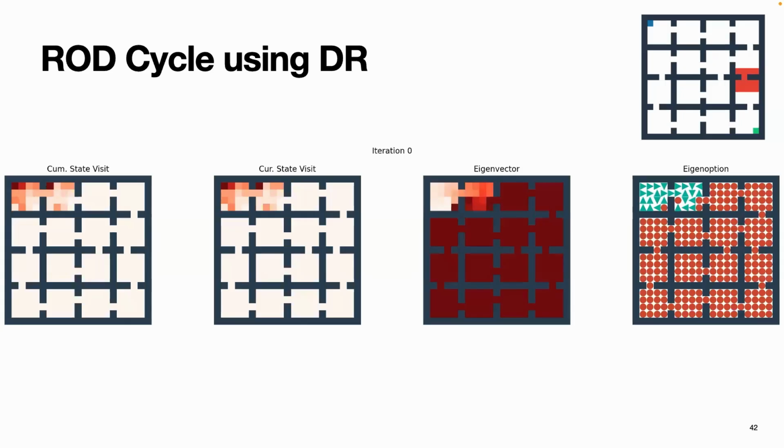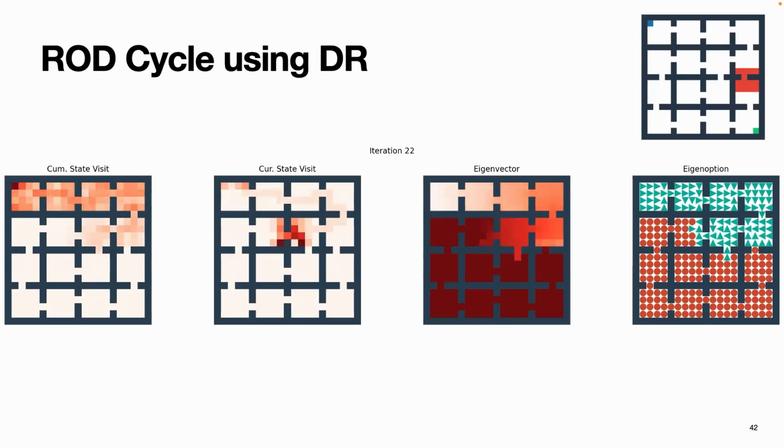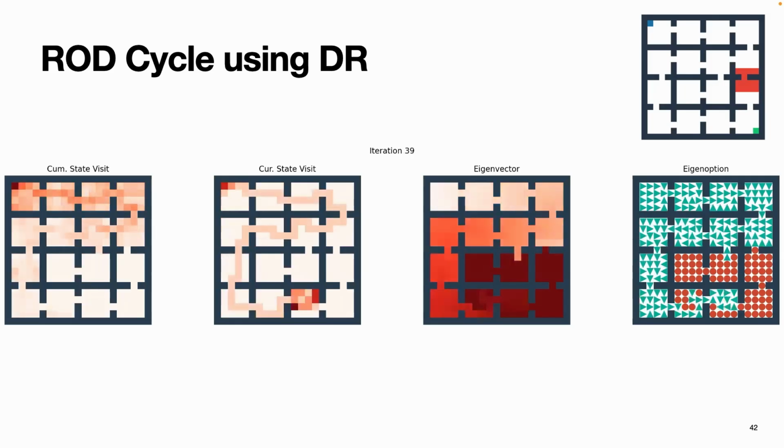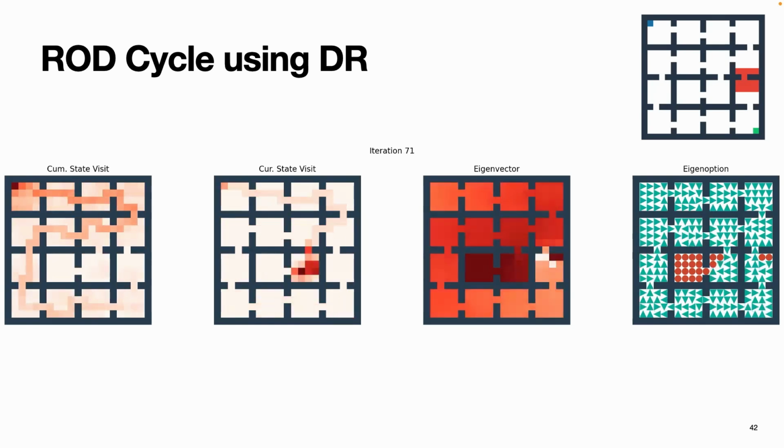So here we're just going to visualize the rod cycle when we use the default representation instead of the successor representation. And as we can see here, it is able to recognize the low reward region. It chooses to go left instead of the bottom, straight through the low reward region. So that is the property of the default representation in the rod cycle.